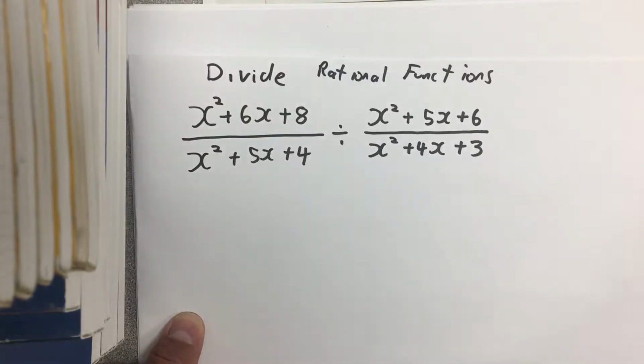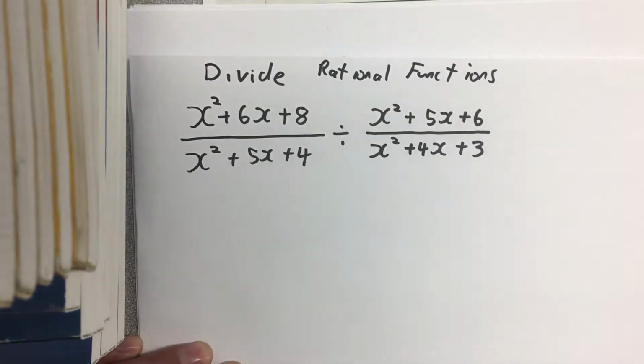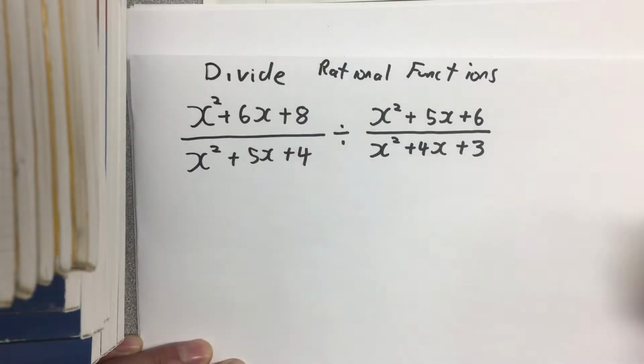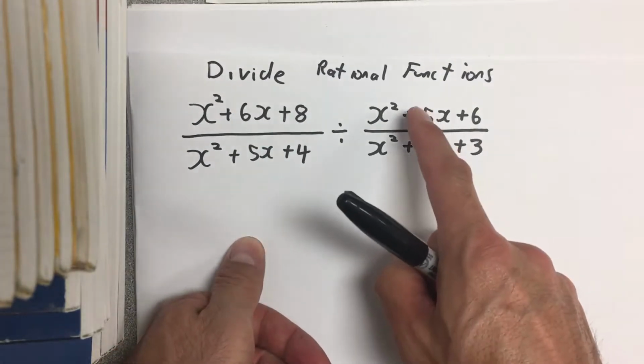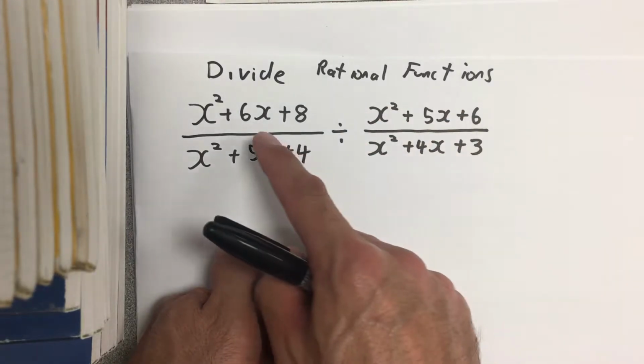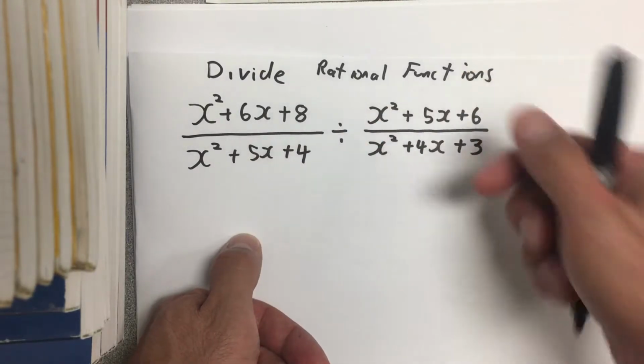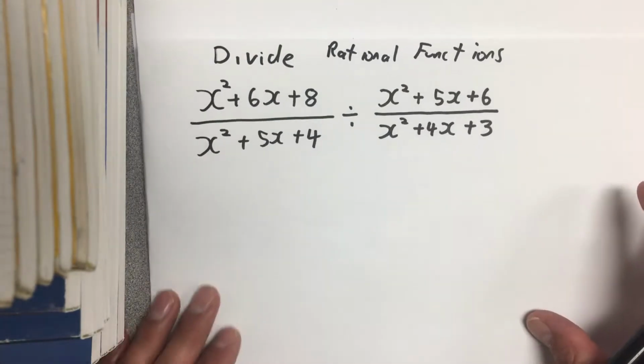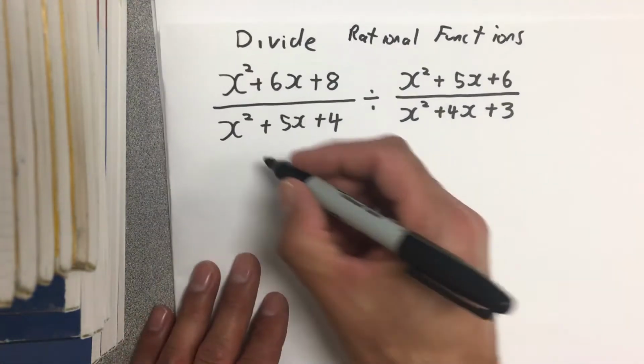We're going to divide these rational functions now. As you know, when you're dividing by a fraction, what you want to do is multiply by the reciprocal of the divisor. That is, we're dividing by this fraction here, so we're going to multiply by its reciprocal. I'm going to flip that over. So I'm just going to go ahead and do that first.